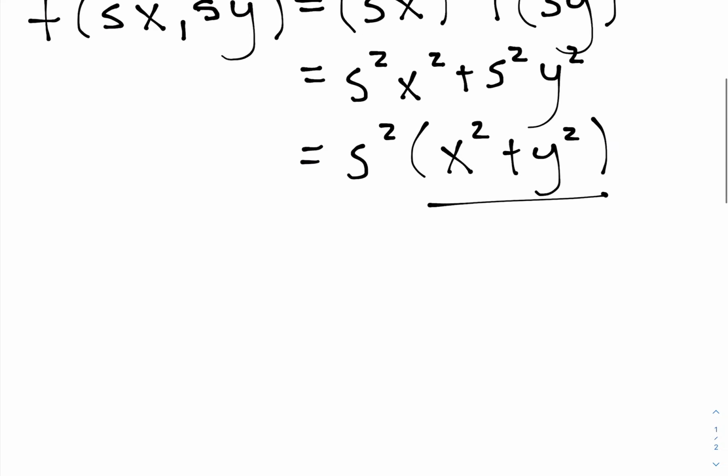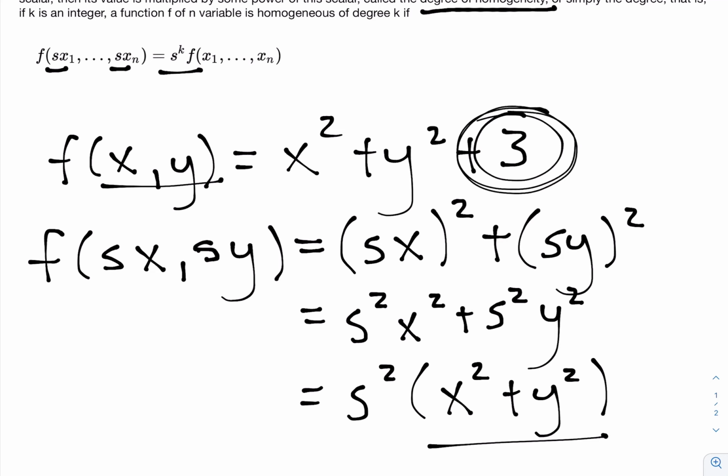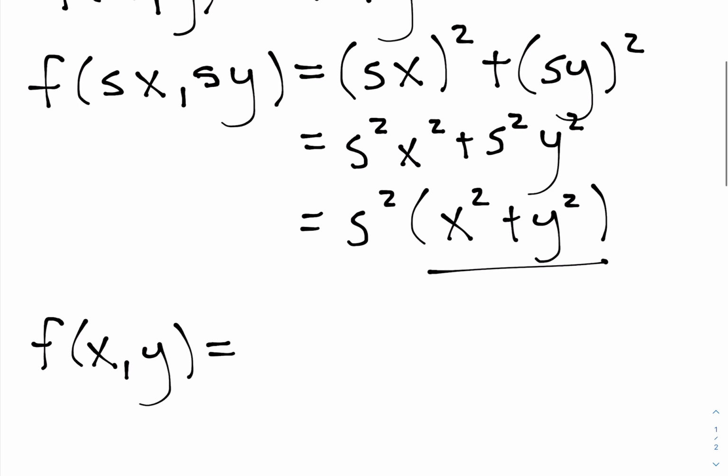Let's think of one that might not be homogeneous. What kind of function would not be homogeneous? You might have some intuition. If we have a constant, like if this was x squared plus y squared plus 3, well, this throws a wrench into things because we can't factor out an s squared from 3. No matter what we multiply our components x and y by, this 3 is unaffected. Nothing is going to happen to it. So constants are the enemy of homogeneity, so just keep that in mind.